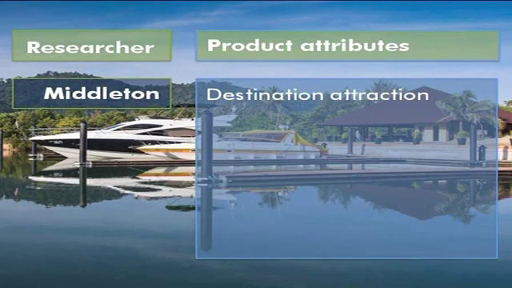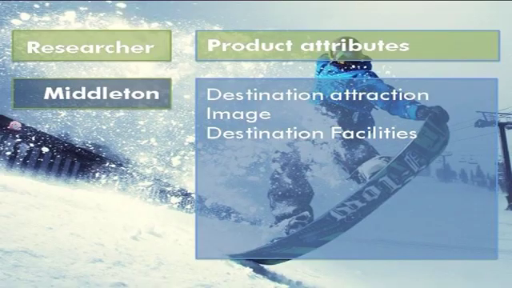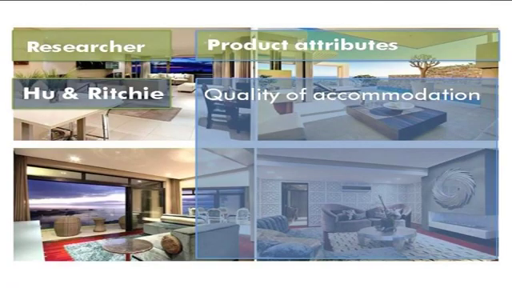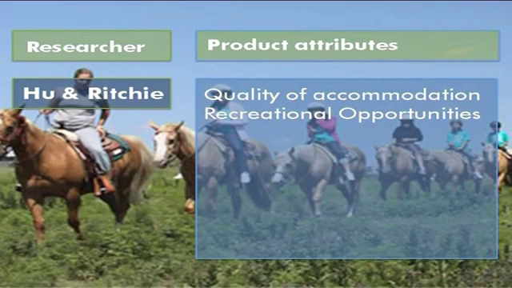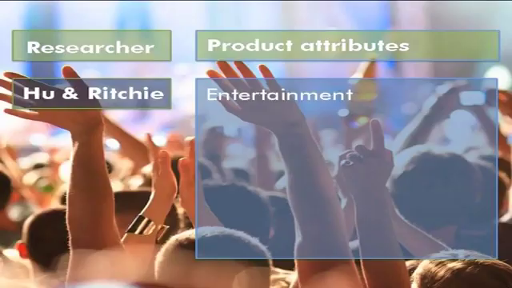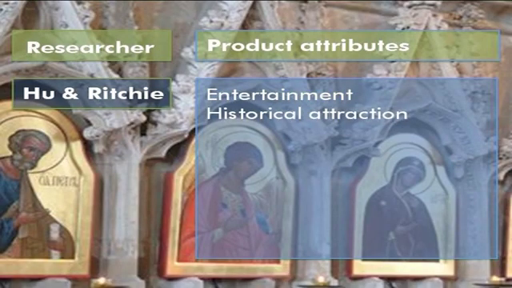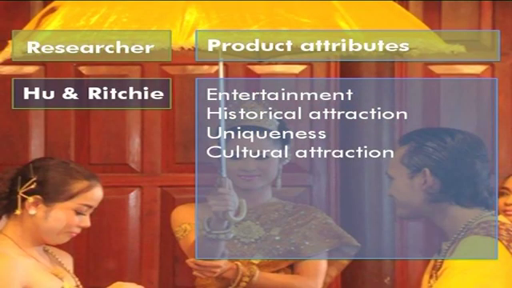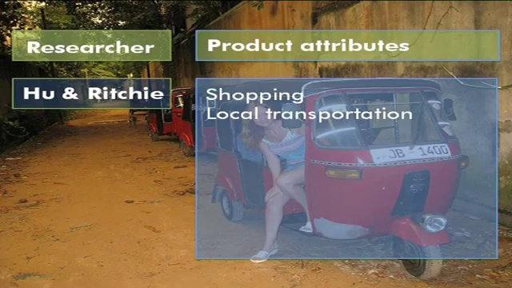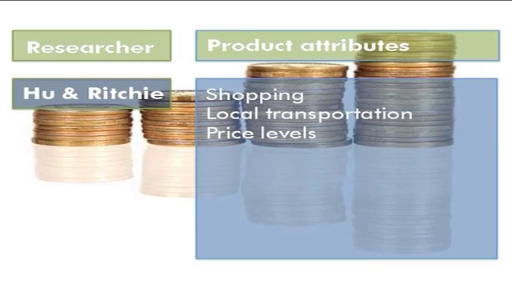Middleton emphasizes destination attraction, image, destination facilities, price, accessibility. Hu and Ritchie focus on quality of accommodation, recreational opportunities, scenery, climate, food, entertainment, historical attraction, uniqueness, cultural attraction, accessibility, festival, special events, shopping, local transportation, and price levels.